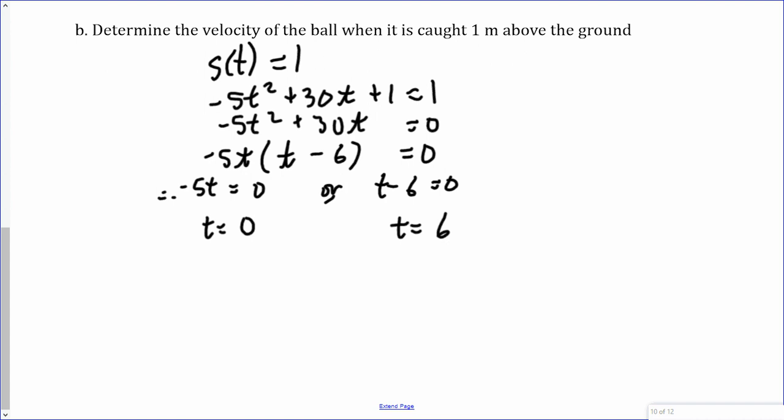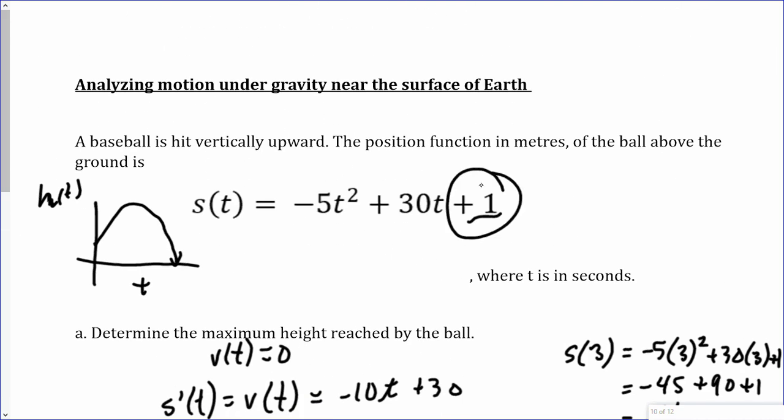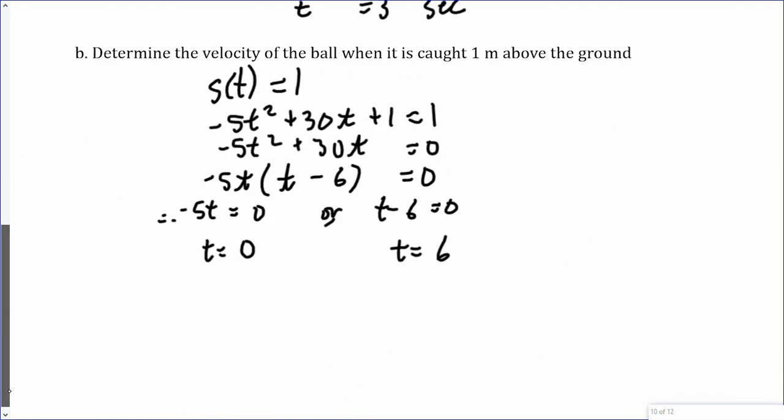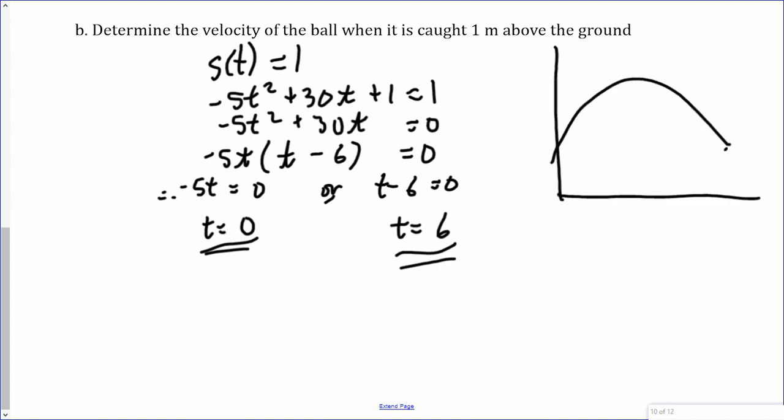So 2 answers. Well, that makes some sense. Think about it. Remember when I graphed that originally, that initial height is 1. It's where the ball started. So it's 1 meter above the ground when t equals 0, and it's 1 meter above the ground when t equals 6. What's the velocity when it's caught 1 meter above the ground? I'm assuming that's at the tail end of the flight. When it's caught, it's probably down here.